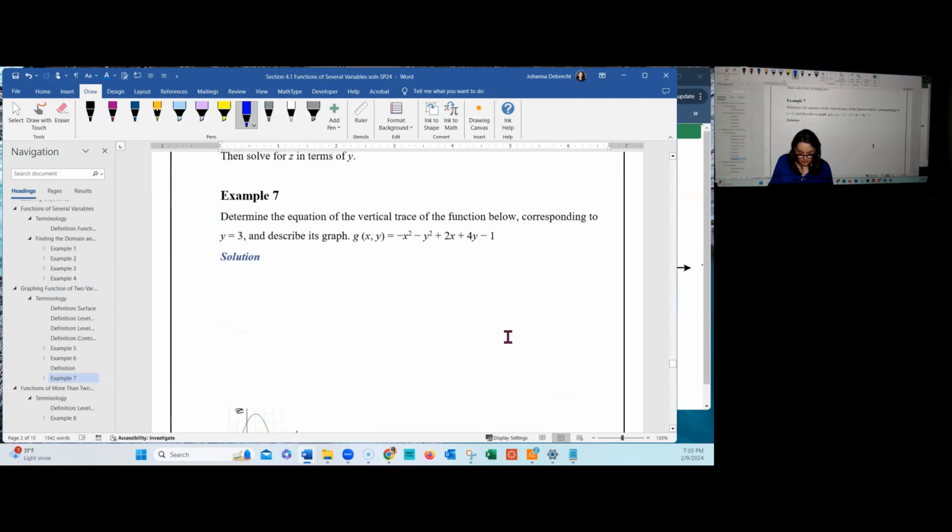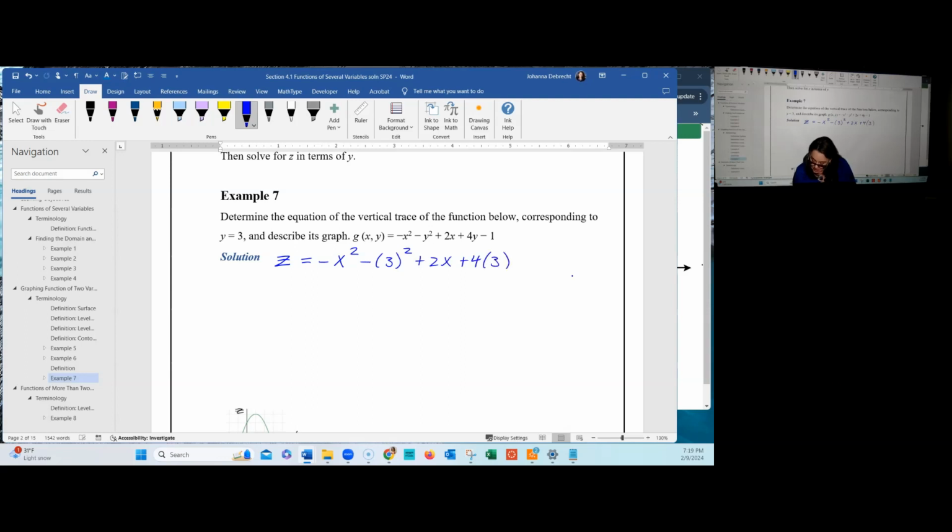In example 7, we want to describe the equation of the vertical trace of the function below corresponding to y equal 3. Since we're setting the y value to be a constant, this is going to graph in the XZ plane with x positive going off to the right and positive z going straight up. In this case, we're going to graph the equation. So we have z equals g of x, y. Our x terms remain x terms. We replace y with 3, and we graph the resulting equation.